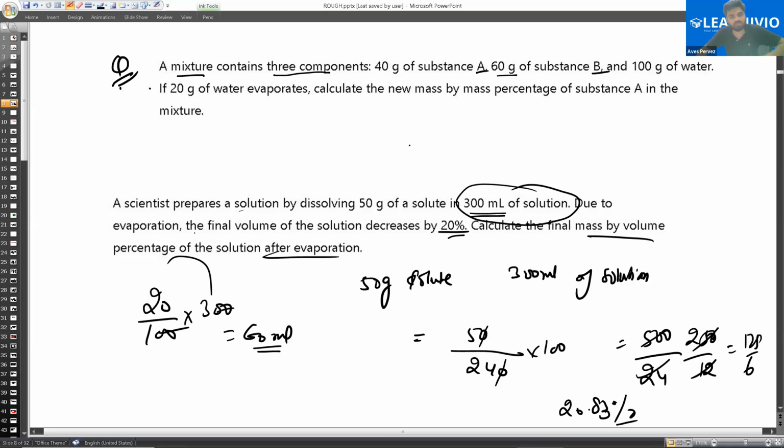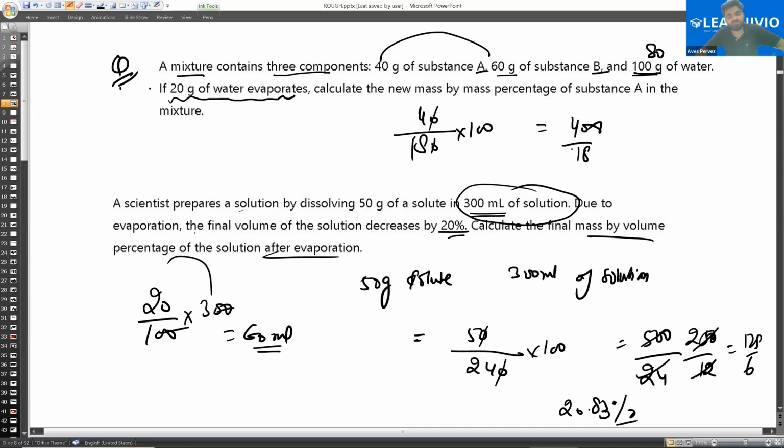So what is the substance A in the mixture? The amount of substance A is 40 grams and the total mass of the solution after 20 grams of water is evaporated. What is the total mass of the solution? A is not getting evaporated, so it will be 40 plus 60 plus 100, out of which 80 gram of water is remaining because 20 grams is being evaporated. So 40 plus 60, plus 80, you will get 180, into 100. You will get 400 upon 80 as the answer.